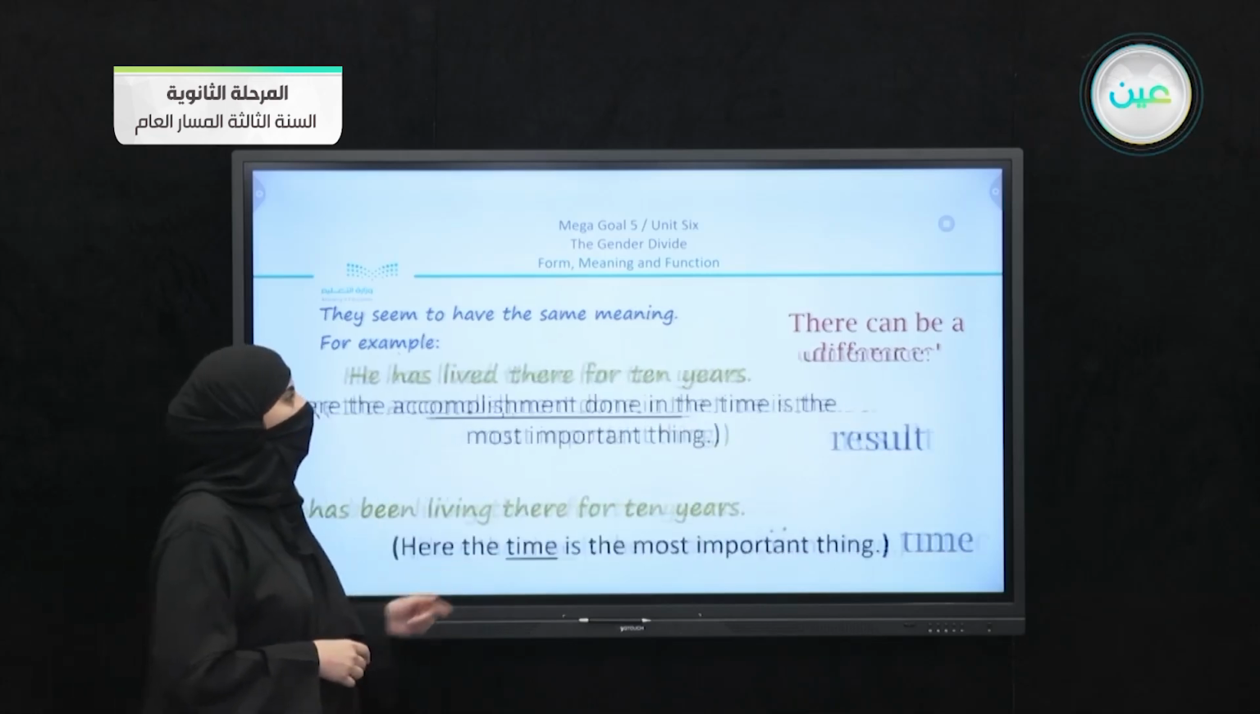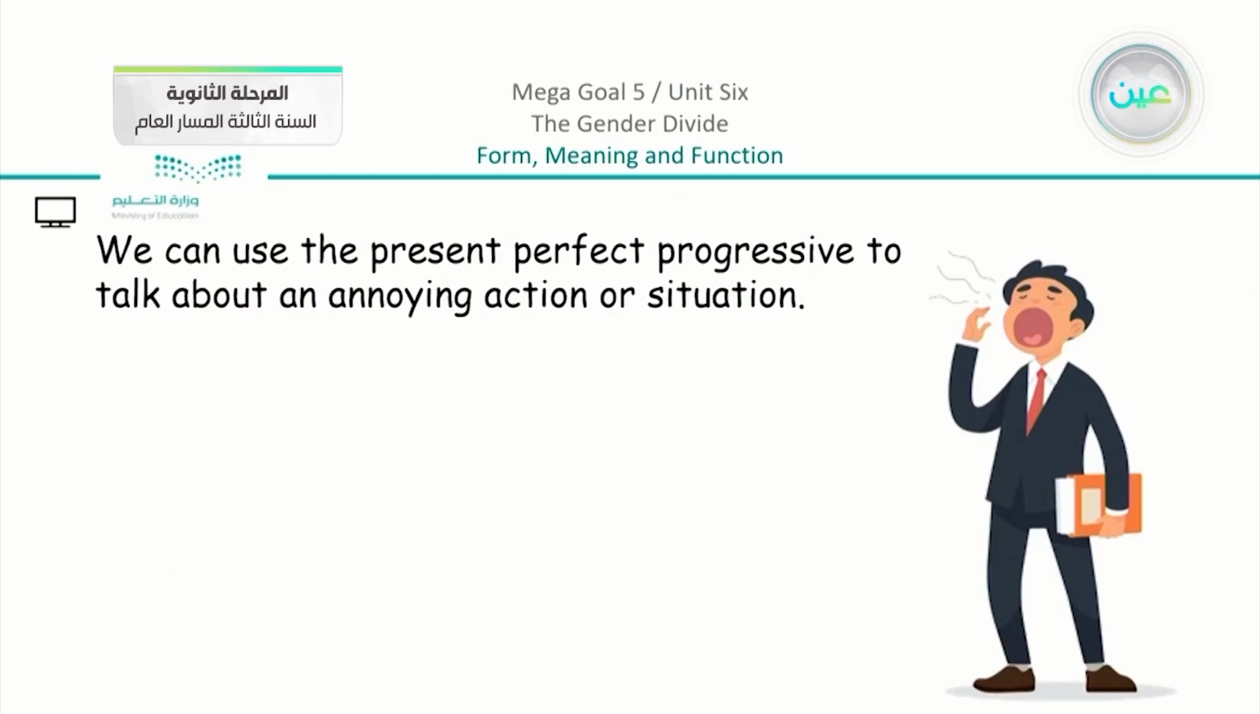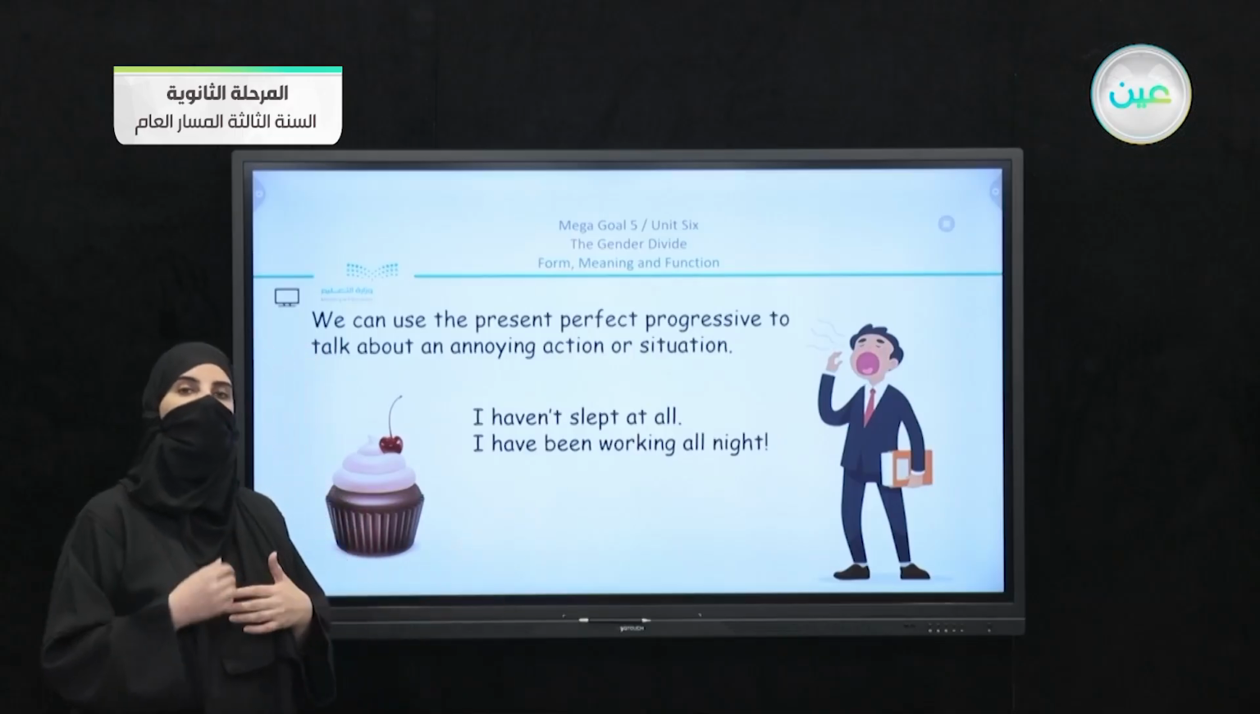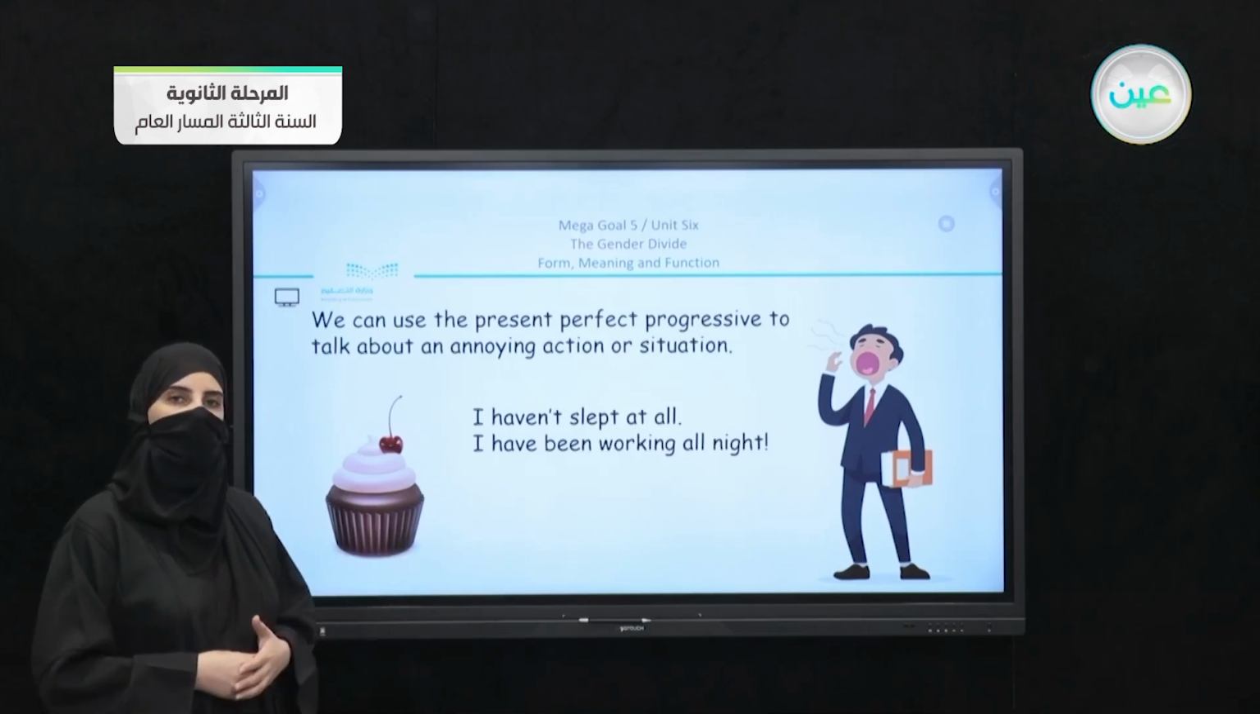Now moving on, we can use the present perfect progressive to talk about an annoying action or situation. Now, for example, I can say, I haven't slept at all. I have been working all night. You can see at the first sentence, I haven't slept at all. We have "haven't slept", which is the present perfect simple, meaning that I am talking about my action. But in the other sentence, I have been working all night. I am focusing on the duration or the time of the action.